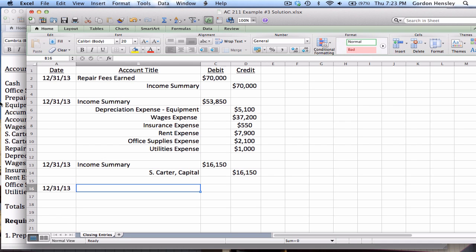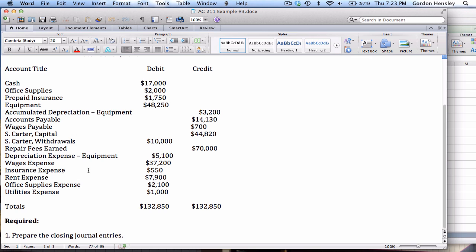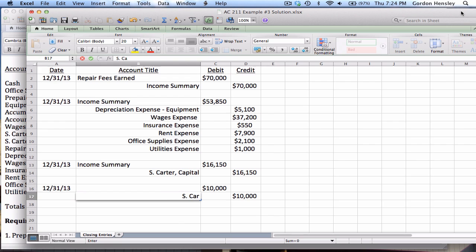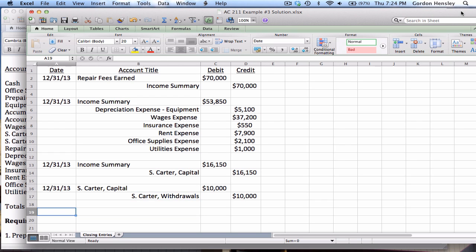And then the final closing entry is the entry to close out the withdrawal account. It's got a $10,000 debit balance. So you know what that means. That means to close it out, it has to be credited. And what does it get closed to? It also gets closed out to capital. So that completes the 4 closing journal entries, and that completes this example on the closing process.